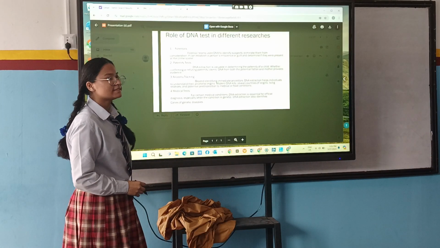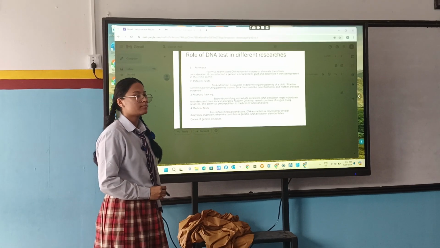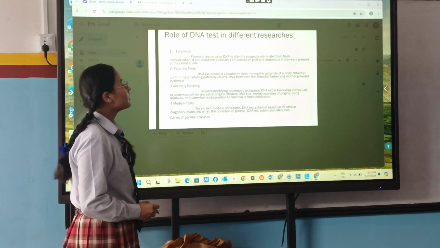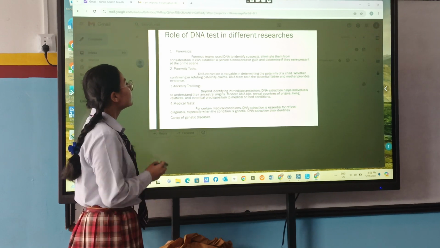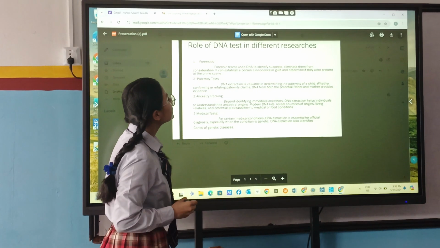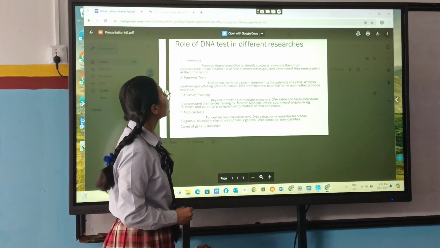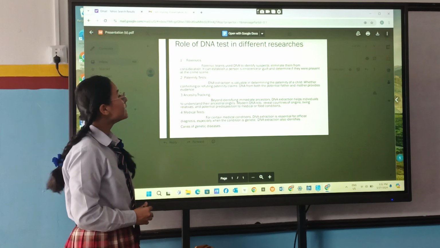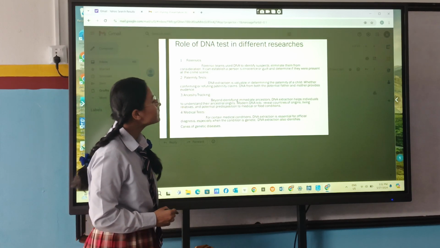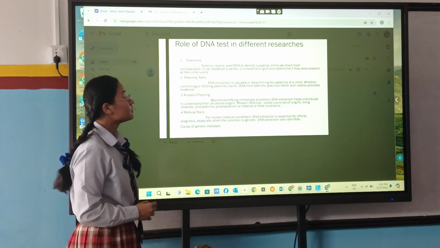Role of DNA test in different researches. DNA is extracted by different agencies for different purposes. Some of the purposes are here. Forensic teams use DNA to identify suspects and eliminate them from consideration. It can establish a person's innocence or guilt and determine if they were present at a crime scene.